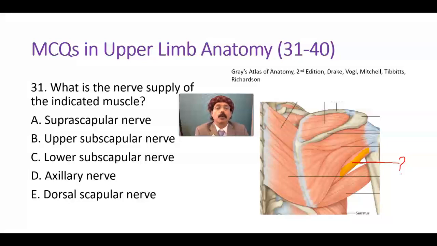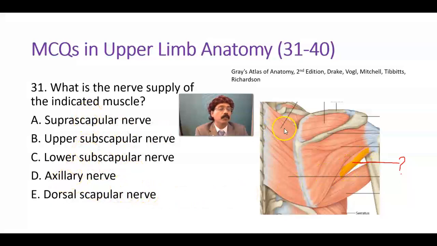Question number 31. What is the nerve supply of the indicated muscle? This is the indicated muscle. The options are: suprascapular nerve, upper subscapular nerve, lower subscapular nerve, axillary nerve, dorsal scapular nerve. What is the muscle? The muscle is the teres minor. What is its nerve supply? The nerve supply is the axillary nerve.